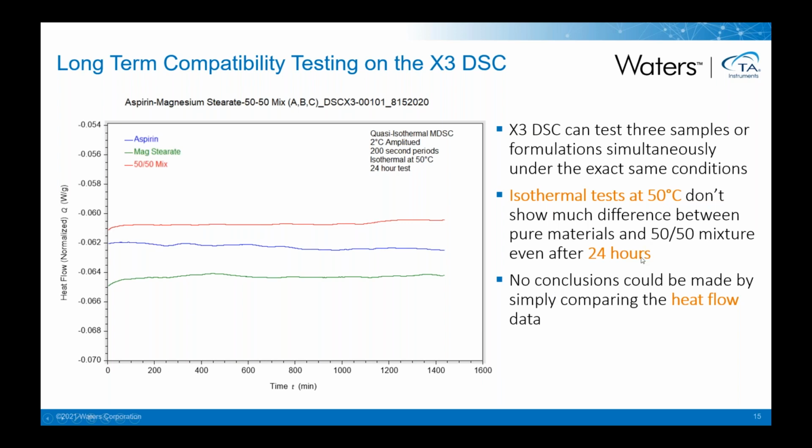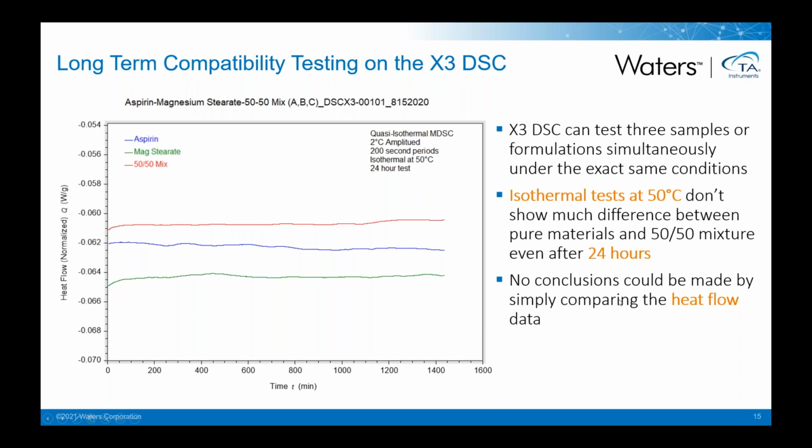And so here we can make a measurement isothermally at 50 degrees. Now, this requires the benefits of modulated DSC, where we can hold isothermally at 50 degrees and modulate the temperature, in this case, plus or minus 2 degrees every 200 seconds. We held this experiment for 24 hours. Now, in this particular case, where we're looking at heat flow versus time, you can see that the aspirin alone, mag stearate alone, and the 50-50 mixture don't really show us anything. And that's fairly common.